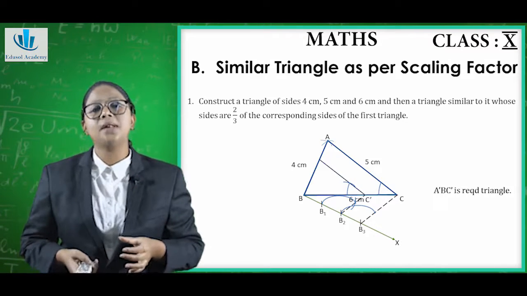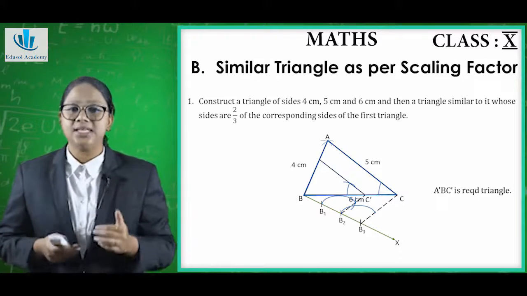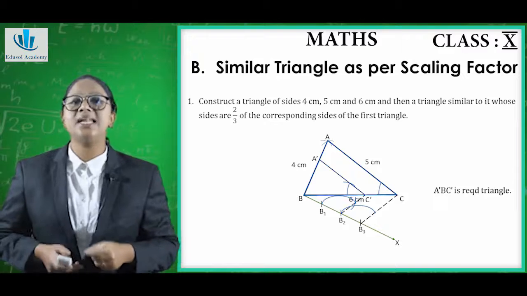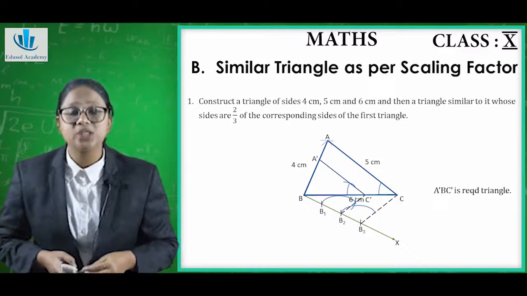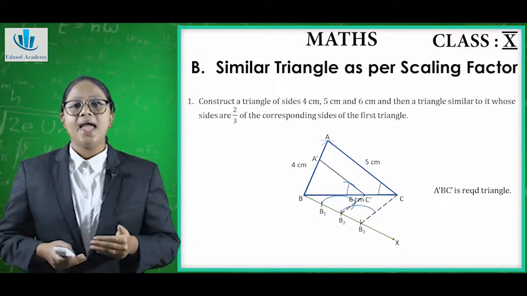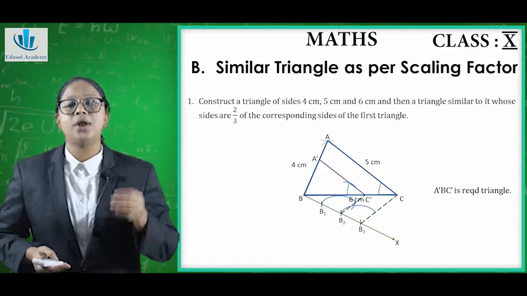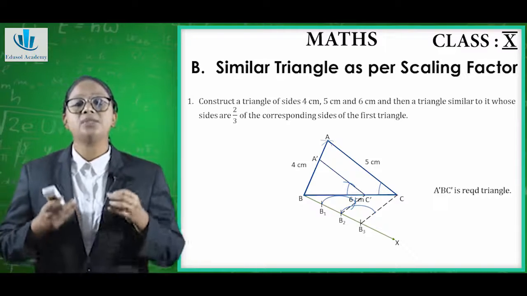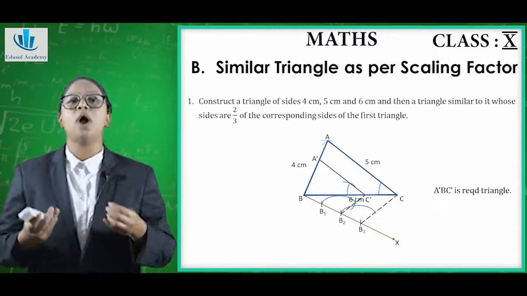We will get another line parallel to AC as you can see, and name the new point as A dash. Now we have got a triangle similar to triangle ABC, and the new triangle is called A dash B C dash. So A dash B C dash is our required triangle.